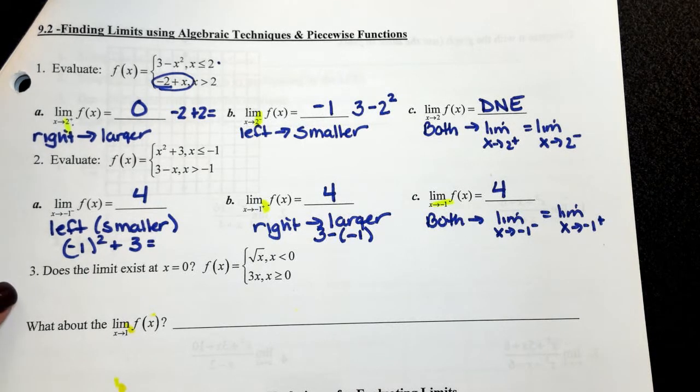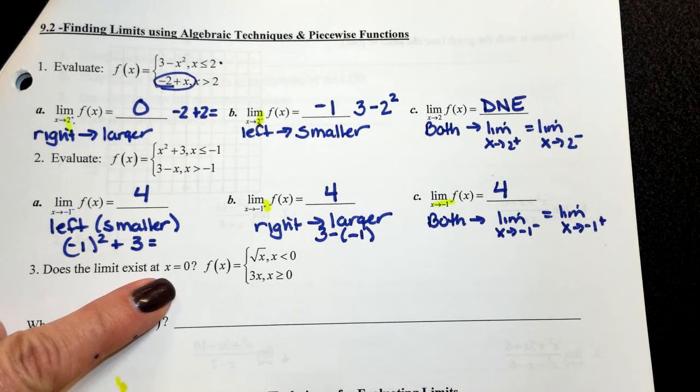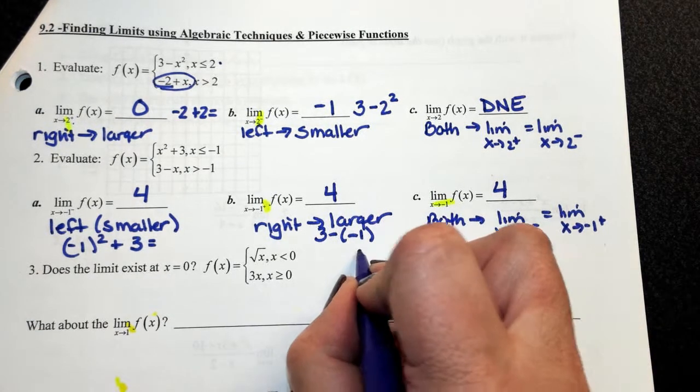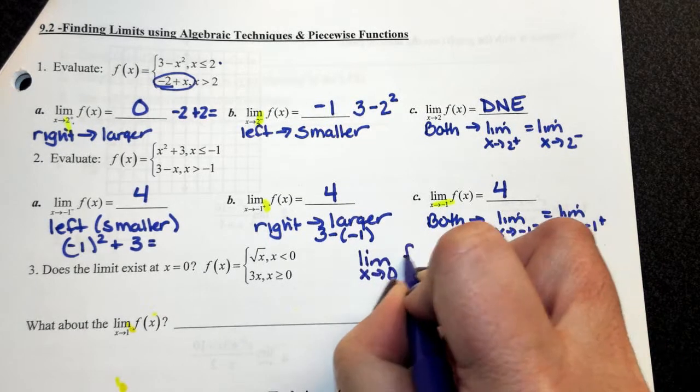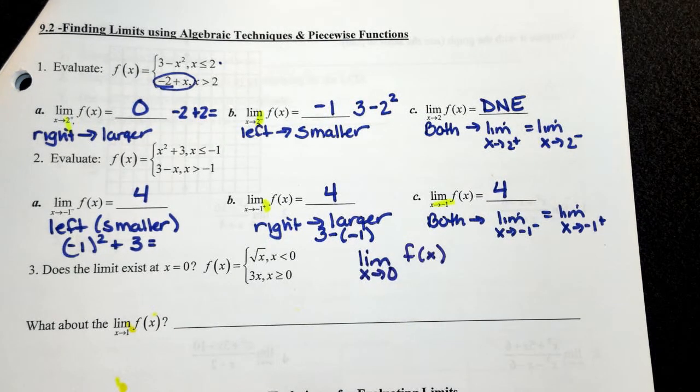So now take a look at number 3. Does the limit exist at x equals 0? So what this is asking you is to find the limit as x approaches 0 on both sides of f of x. That's what this question is asking you for. So go ahead and look at this one.